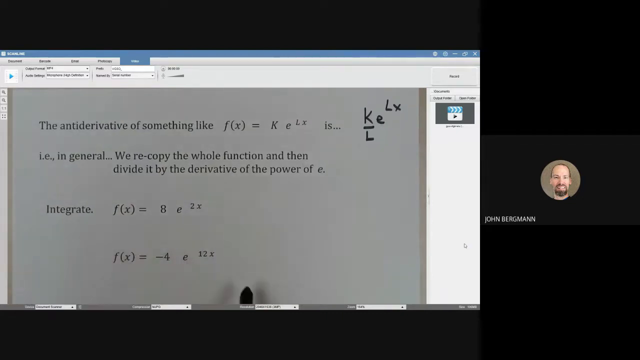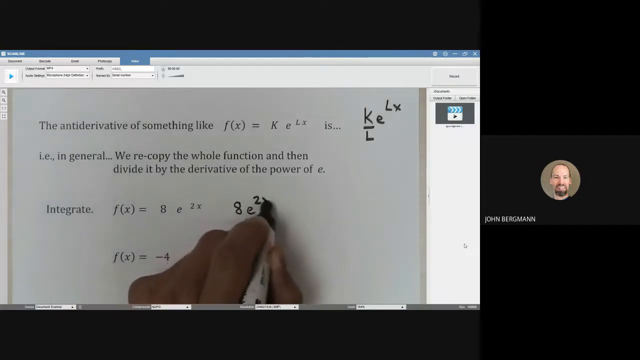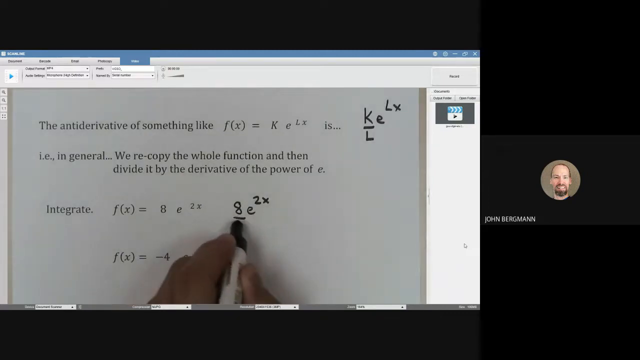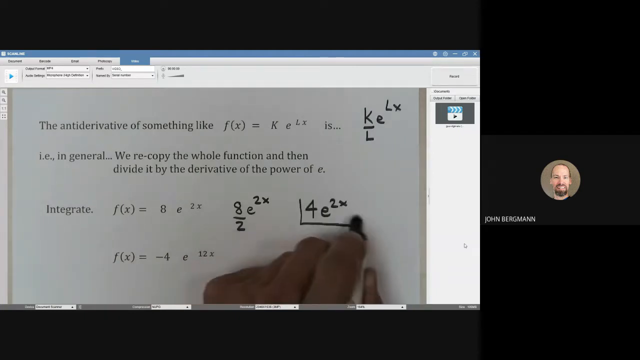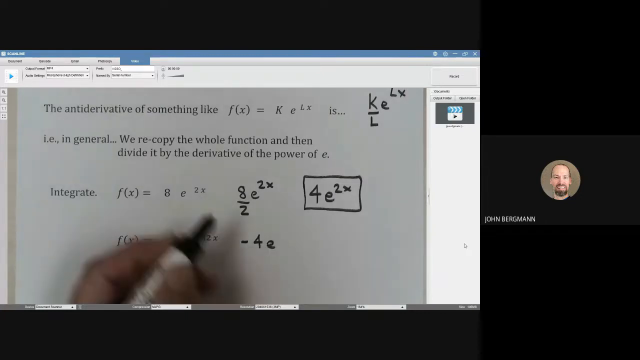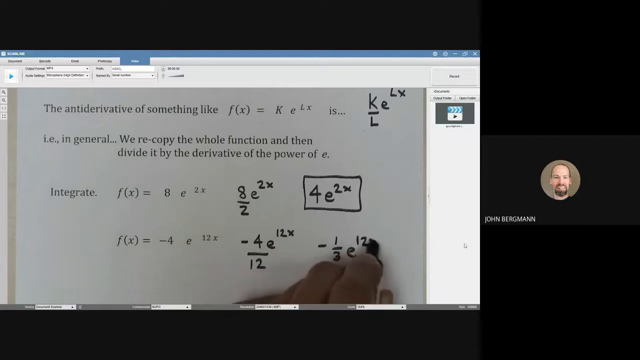So let's try an example or two here. If we want to integrate this, we're going to recopy the whole thing, 8e to the 2x. But now we divide by the derivative, which is 2. This simplifies to 4e to the 2x. Let's try another one. If we want to integrate this, we're going to recopy the whole thing, negative 4e to the 12x, and then we need to divide by the derivative of the power, which is 12. So if we simplify this, I think we're going to get negative 1/3 e to the 12x.